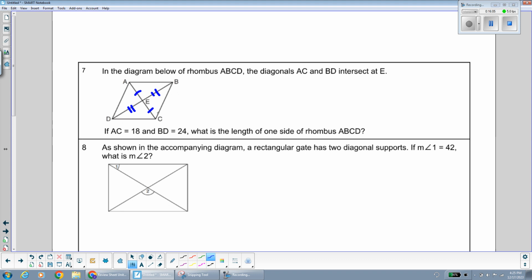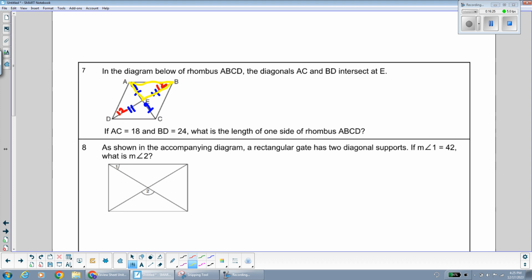Each half of AC would be 9. So we have 9 and 9 to make the 18. And each half of BD would be 12. That's 12 and 12 to make the 24. And what we're looking for is the length of one side of the rhombus. So I'm just going to focus in on one of these triangles because they are all the same.